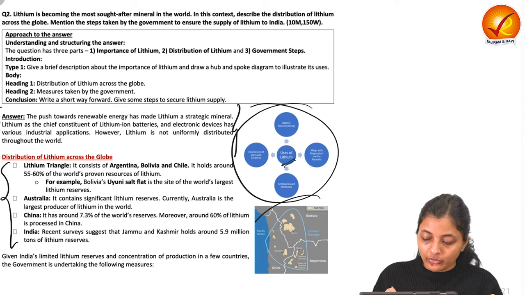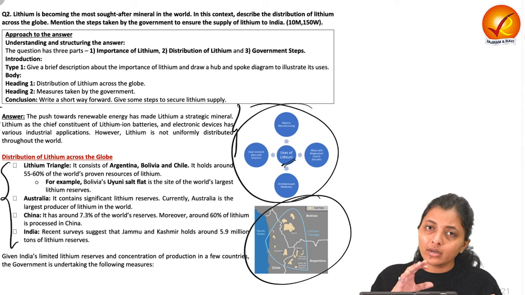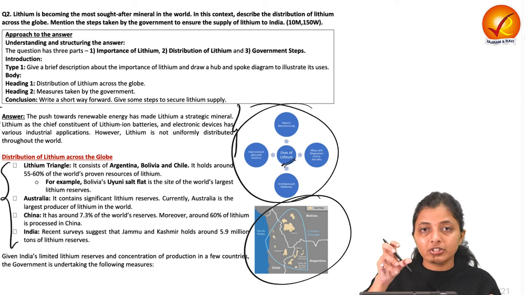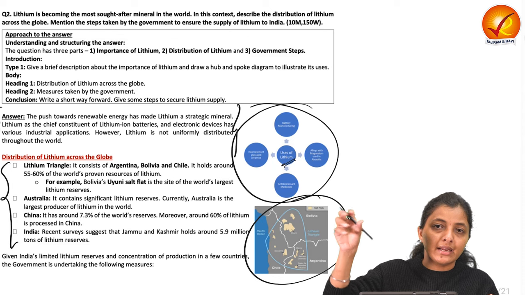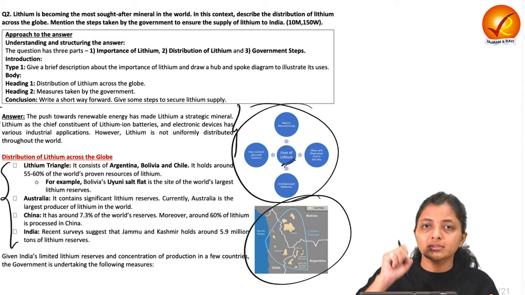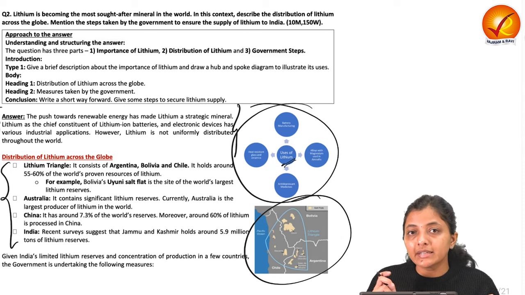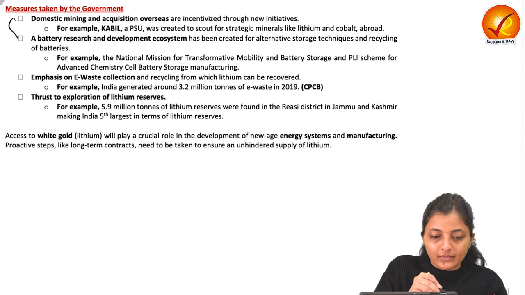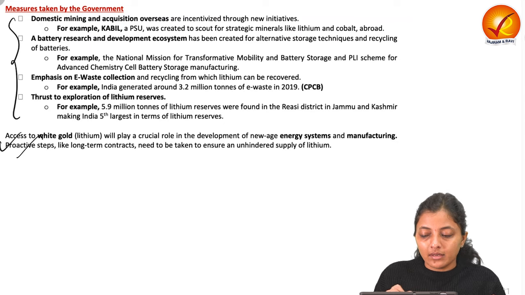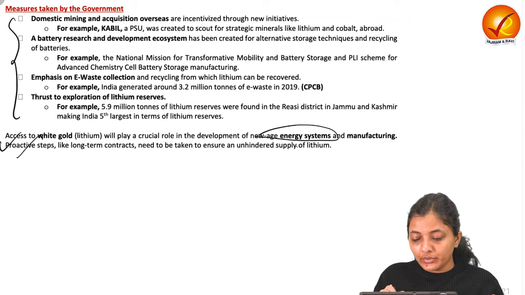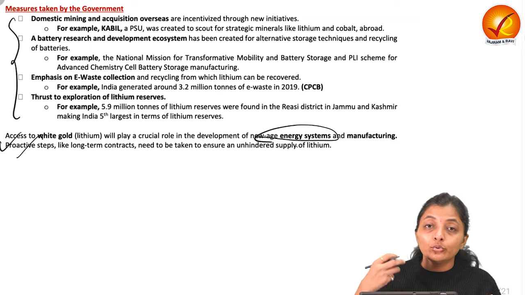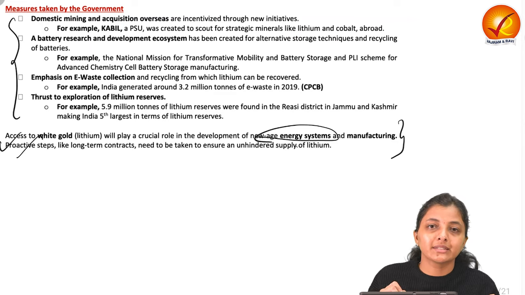Then distribution, you can also make the South American map or, for that matter, the world map, and tell some regions about the ABC triangle, Australia and China. And also you can tell about something, J&K Riyasi district recently discovered lithium reserves. Then some measures finally. About its importance, new age energy system, and why this is important, and what should be the new approach for the unhindered lithium supply.